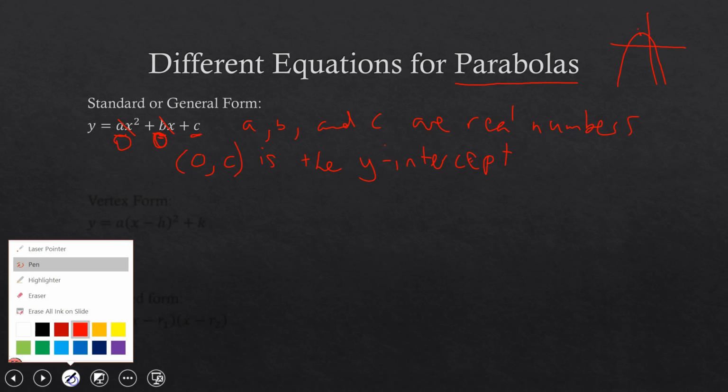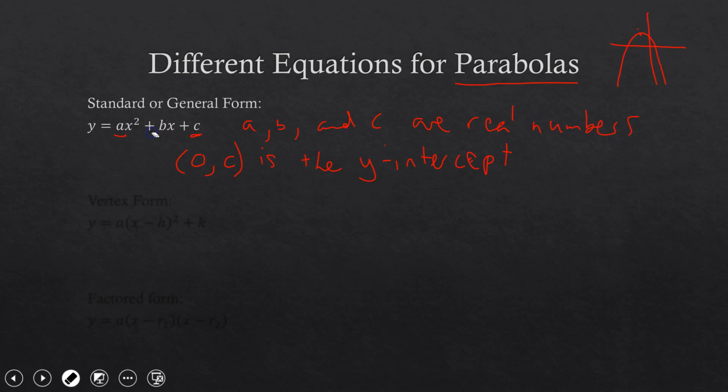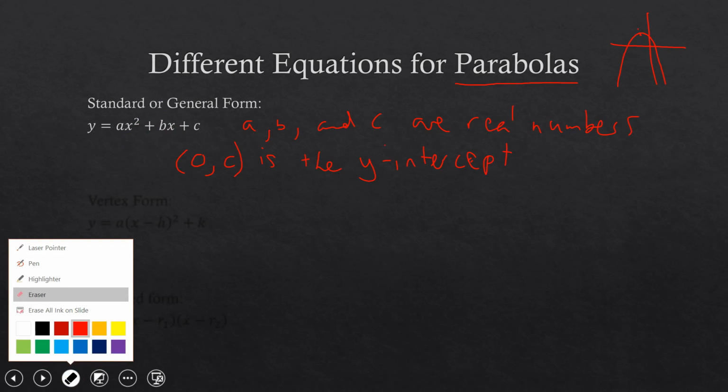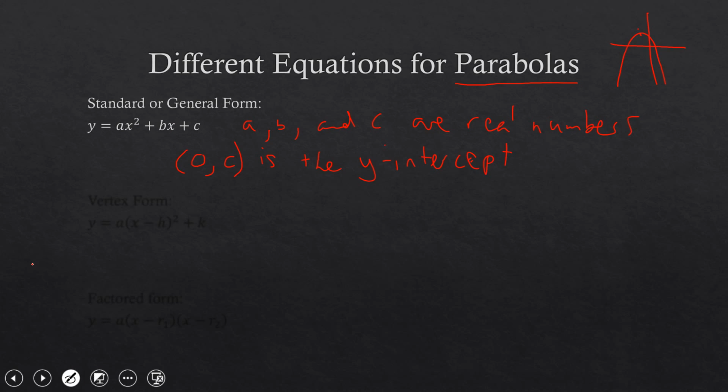Another piece of information, I'm going to go ahead and erase stuff up here. Another piece of information we're going to get from this is which direction this parabola is facing. And it all comes down to this leading coefficient a. So a is the leading coefficient, leading because it's the coefficient for the highest power of x. And if a is greater than 0, that's a positive number.